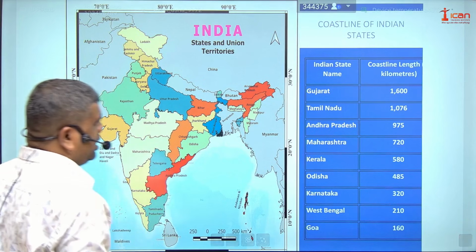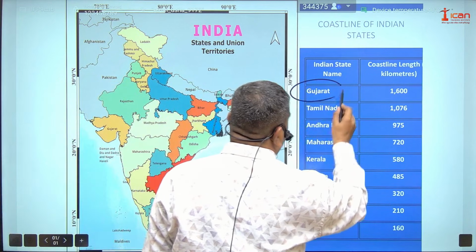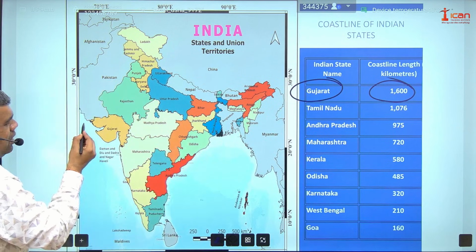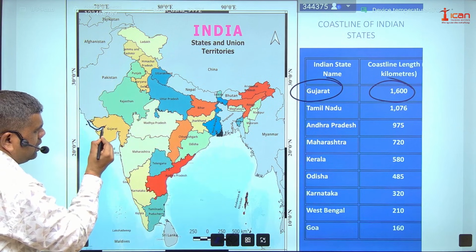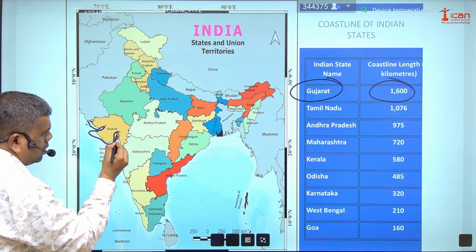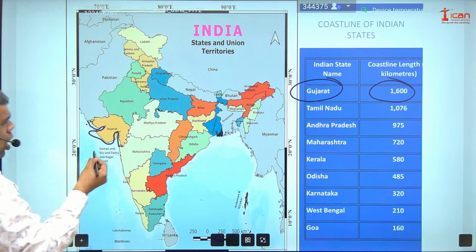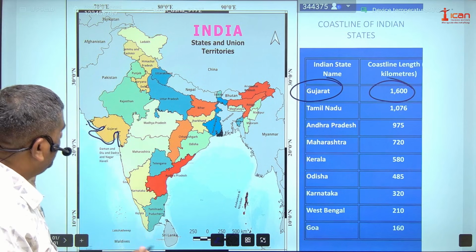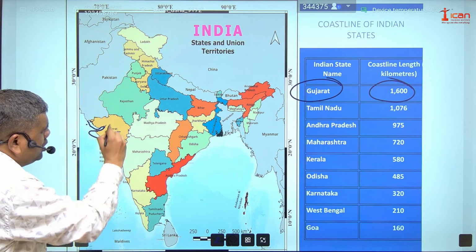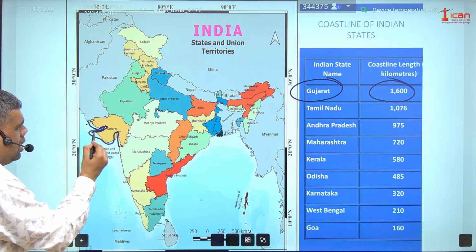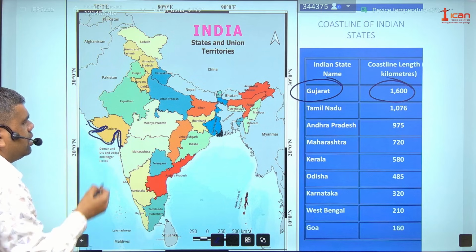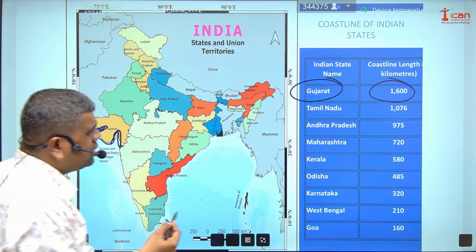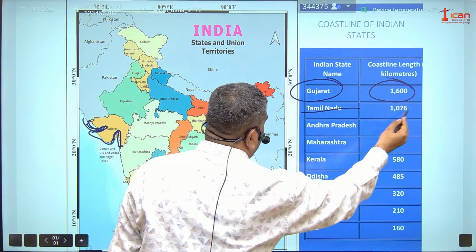So first state is Gujarat. Gujarat has a huge coastline, 1600 kilometers. Why is it so? Because if you look at here very carefully, the coastline is like this. It is not a straight line, it is not a continuous straight coastline, but it is in the form of some squiggles, because there is a gap here, there is an opening here. So that is why the coastline appears big. Okay. Then Tamil Nadu. Tamil Nadu is a big state, 1076.